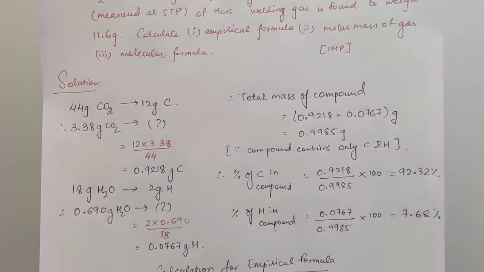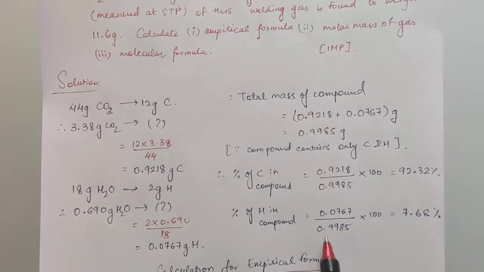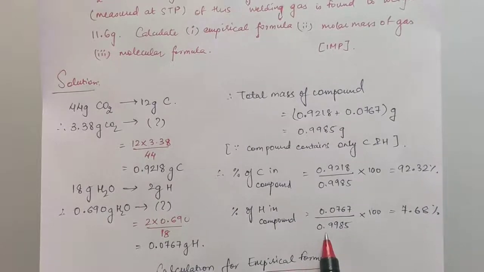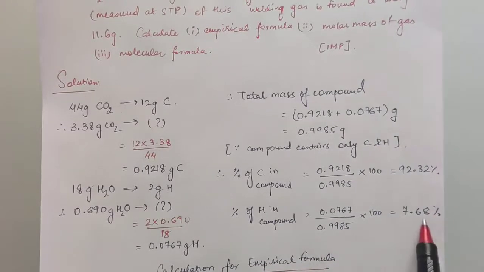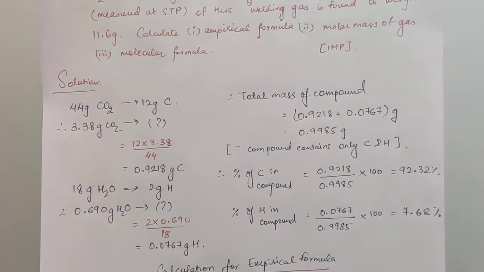Now, what I have done, students, as you can see, I have calculated the percentage of carbon and hydrogen in the compound. The percentage of carbon in the compound will be given as 0.9218 divided by 0.9985 multiplied by 100. That is 92.32%. Similarly, percentage of hydrogen in the compound will be 0.0767 divided by the total mass of the compound what I got, multiplied by 100, and that results as 7.68%. This way, I got the percentage composition of carbon and hydrogen in that gas.